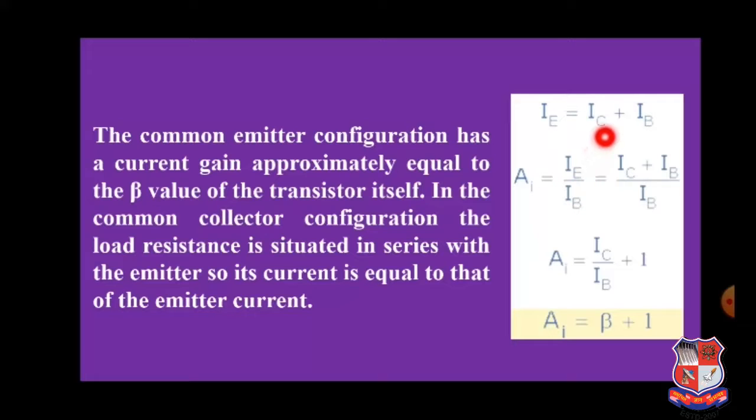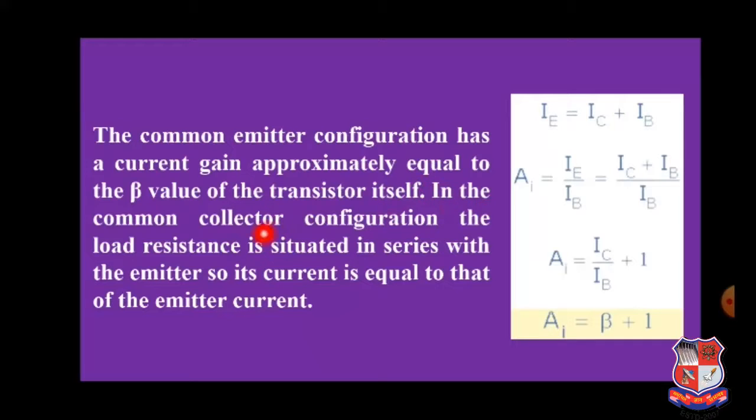So further, if we substitute equation number 1 in this particular IE value, we have AI is equal to IC plus IB divided by IB. Now we are dividing the denominator separately into both the numerator terms. So AI is equal to IC upon IB plus 1, where the collector to base current ratio is known as your beta value, and hence this is your final equation, that current gain is just the unity addition of beta.